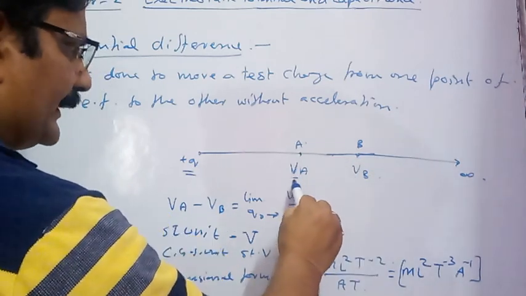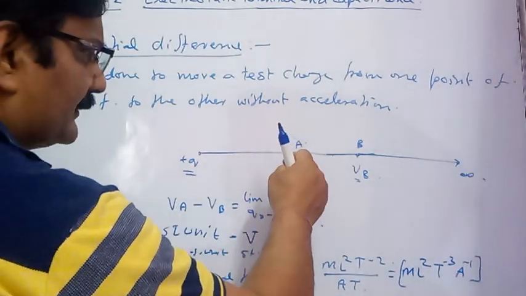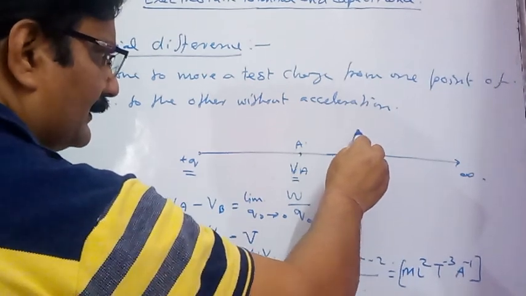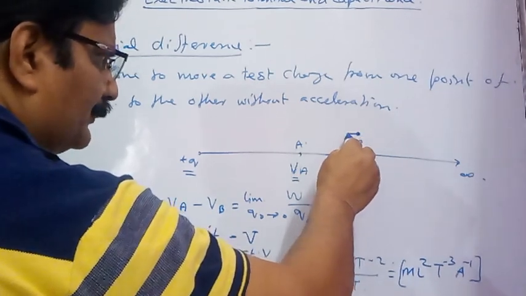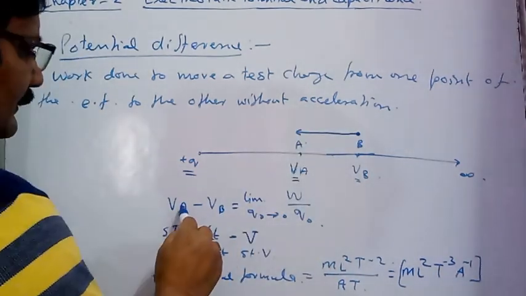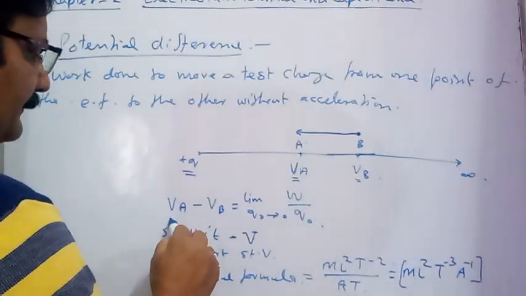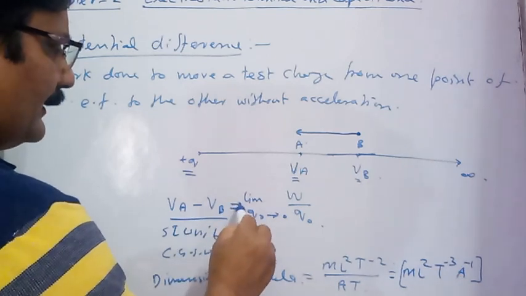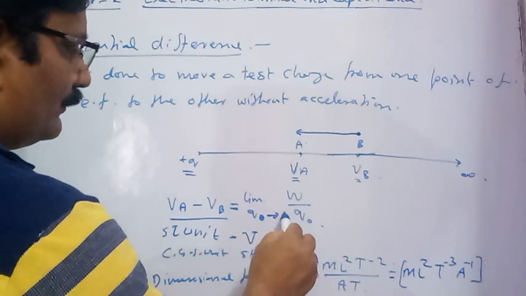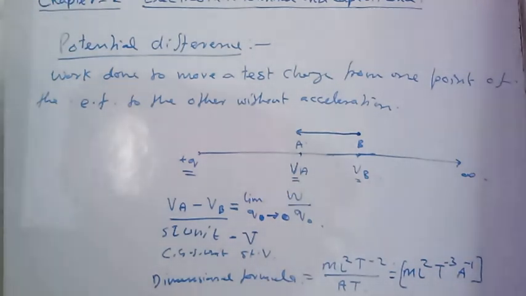Therefore, potential at point A is greater than potential at point B. So what is going to be the potential difference between these 2 points? If a test charge is being moved from point B to point A without acceleration, that would be the potential difference between these 2 points. So potential difference between point A and B, VA minus VB, can be written as limit Q naught tending to 0, work done divided by magnitude of the test charge.